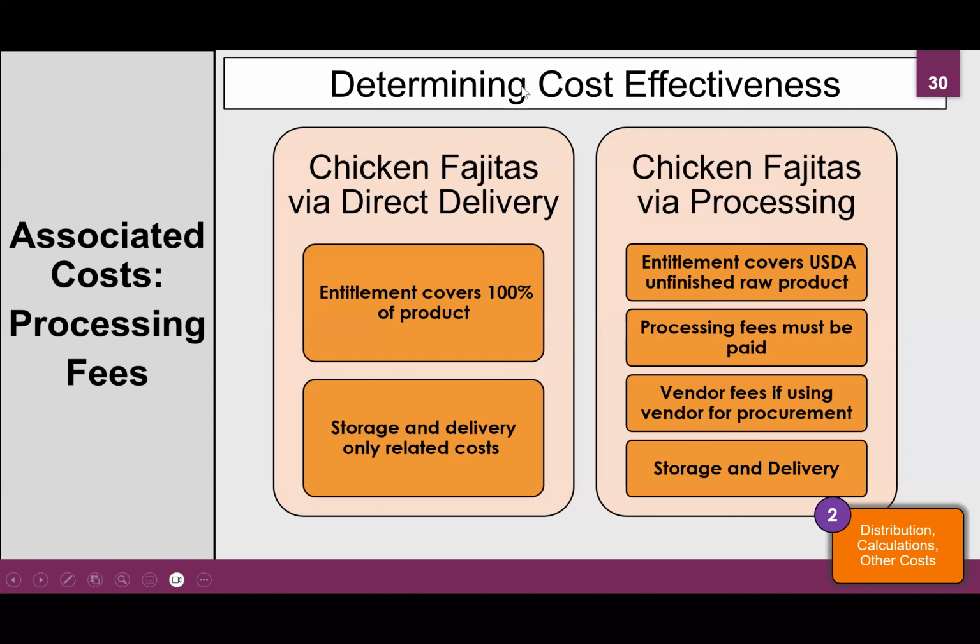Okay, so determining your cost effectiveness. In this example, you have chicken fajitas, and they are processed via direct delivery. Entitlement covers 100% of the product, and storage and delivery are the only related costs. Versus fajitas that are actually processed: entitlement covers the USDA unfinished raw product, so then you must pay processing fees for that product, and vendor fees if you're using a vendor for procurement, and then, of course, your storage and delivery. These are the things to look at when you're determining which is going to be most cost efficient for your district.